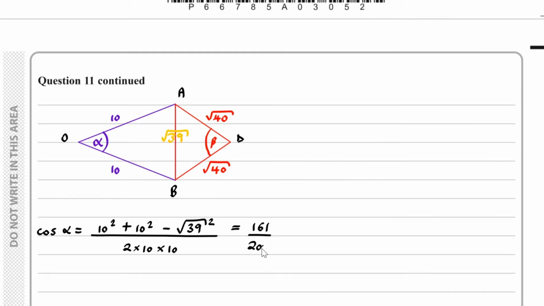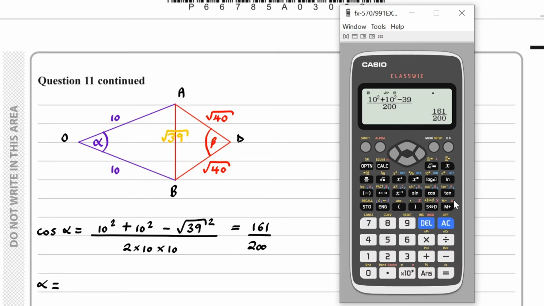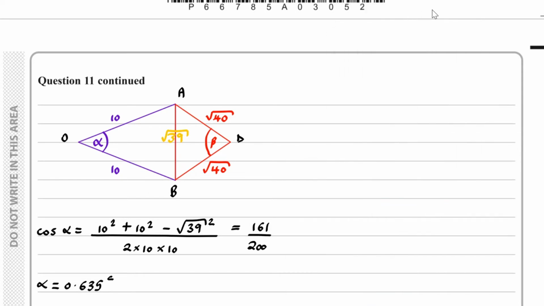Okay, and therefore the angle alpha is equal to the inverse cos of this, which is 0.635 radians. And let's store this in here just in case we need it later on.